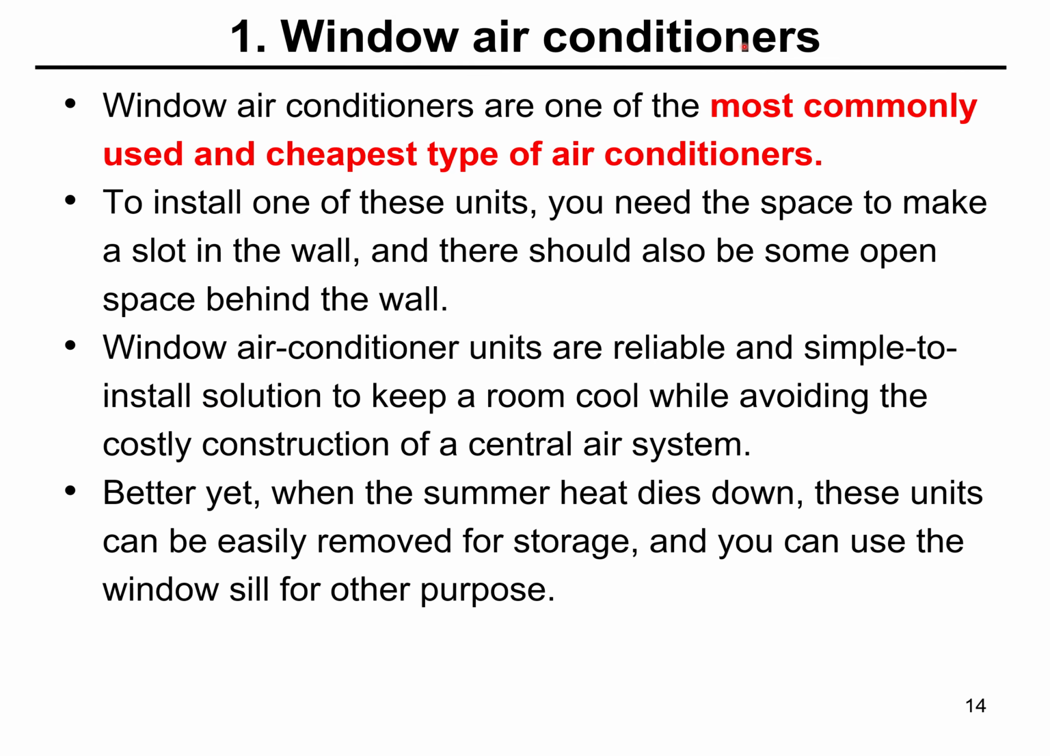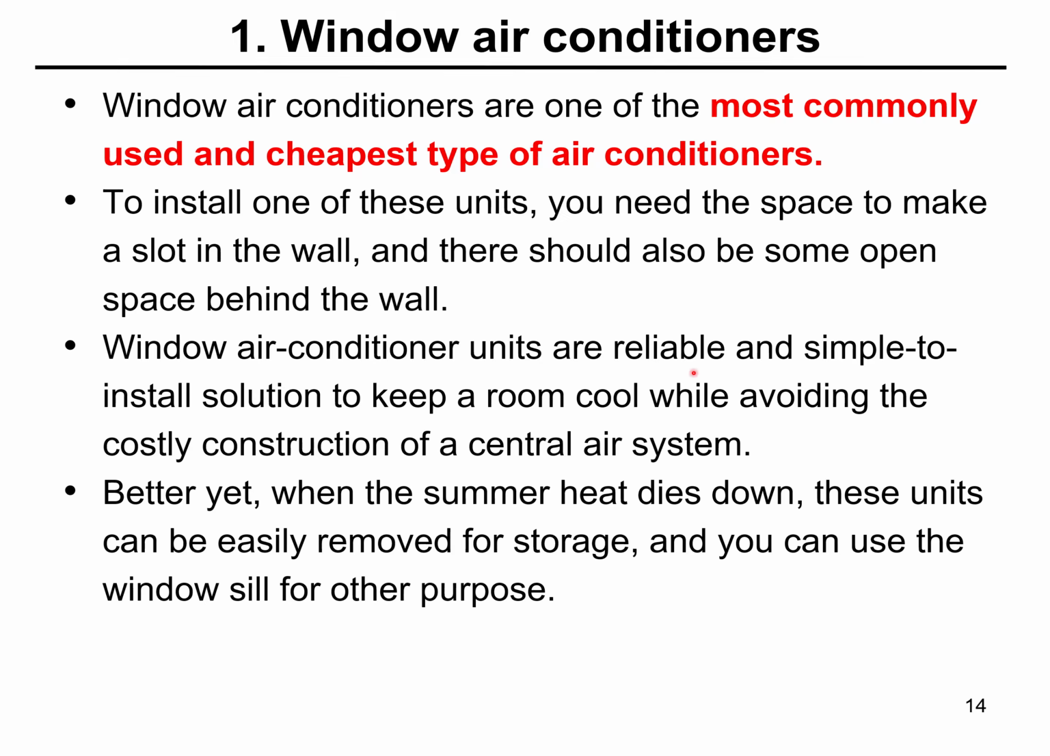First of all, the window air conditioner. This AC is installed in the place of a window, that is why it is named after the window. Window AC is one of the most commonly used and cheapest types of air conditioner. To install one of these units, you need space to make a slot in the wall, and there should be some open space behind the wall.